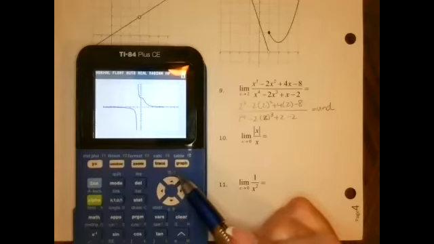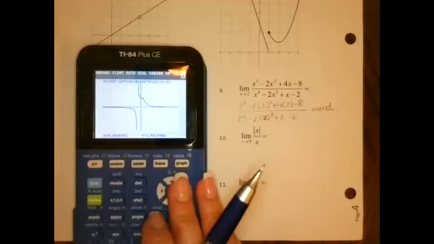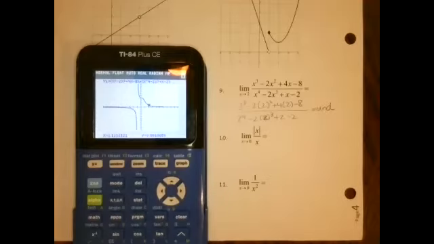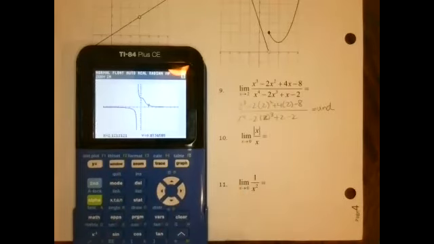So I can use my graph to do it by hitting trace and then getting closer and closer to that 2 value. So there it is at 0.806. If I hit zoom and I zoom in, I'm going to be able to see that point to get it even closer.